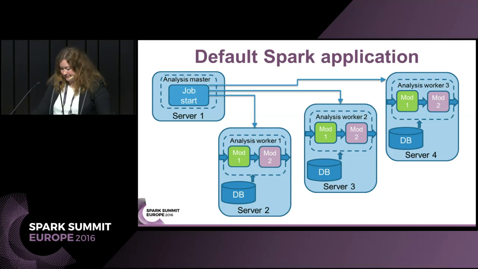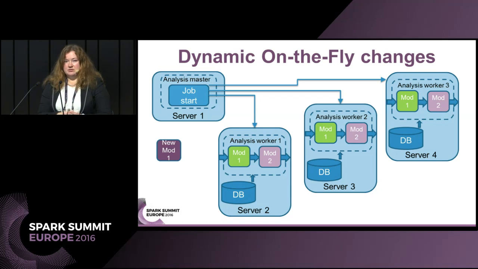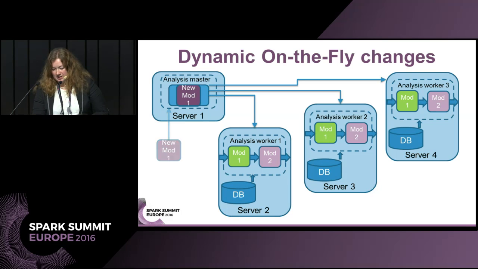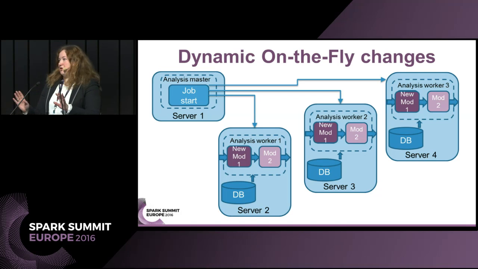Let's see what we try to achieve with the dynamic approach on the fly. When the job has already started and you have module 1 and module 2 running on every worker, and then we receive a new version of module 1, we want it to go to the master, to the job start, and from there to every worker, and take the place of the old module in runtime. For now, I hope it's clear what we want to achieve.